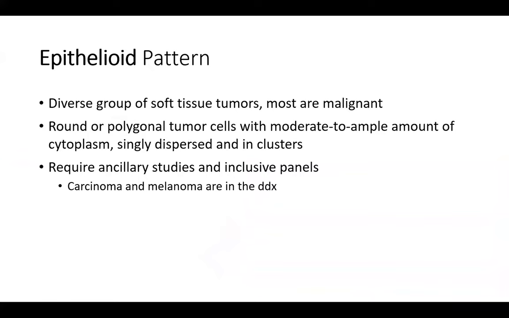These are a diverse group of soft tissue tumors. Most of these are malignant. The epithelioid pattern describes tumor cells that are round or polygonal, that have moderate to ample amounts of cytoplasm, and they often have a rounded nucleus, and these tumor cells will usually be singly dispersed or in clusters. The diagnosis of these really requires ancillary studies and inclusive panels, particularly because this cytomorphology can be difficult to tell apart from carcinomas and melanomas.